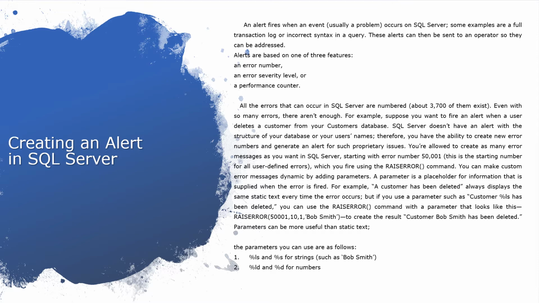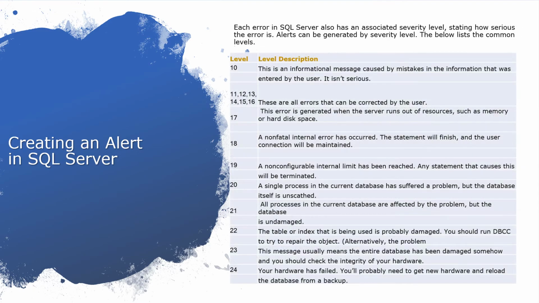The parameters you can use are as follows: %ls and %s for strings such as Bob Smith, %ld and %d for numbers. Each error in SQL Server also has an associated severity level, stating how serious the error is. Alerts can be generated by the severity level.